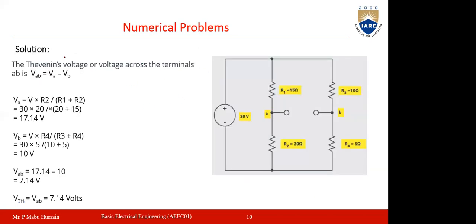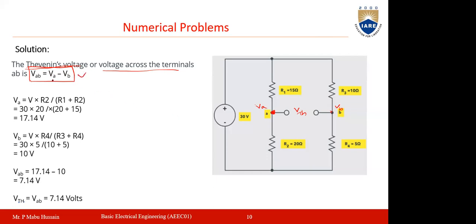First, how can you determine the Thevenin voltage, or the voltage across the terminals A and B? The voltage across these terminals will be V Thevenin. Suppose the voltage at A is VA and the voltage at B is VB. Then V Thevenin will be the difference of these two, VA minus VB.